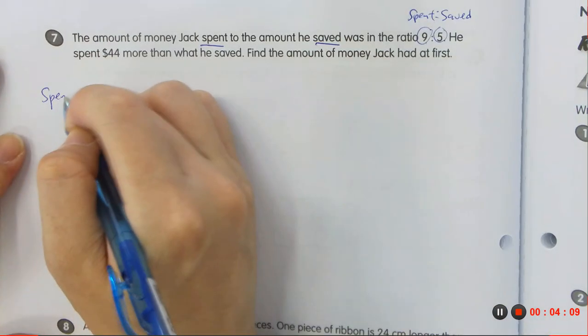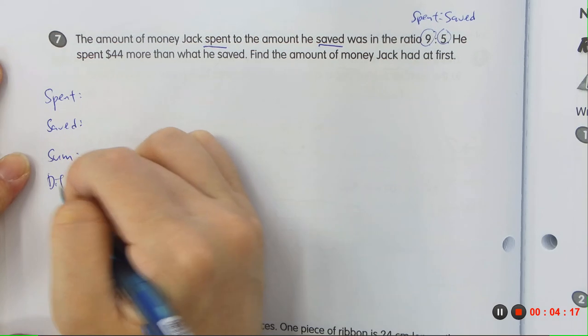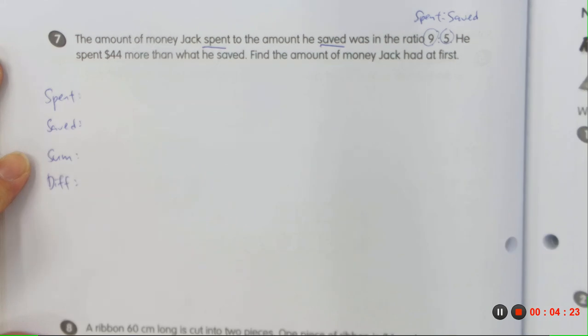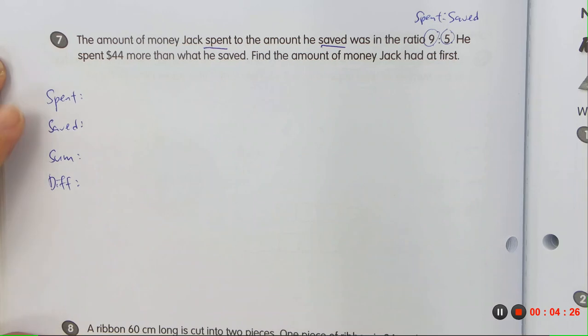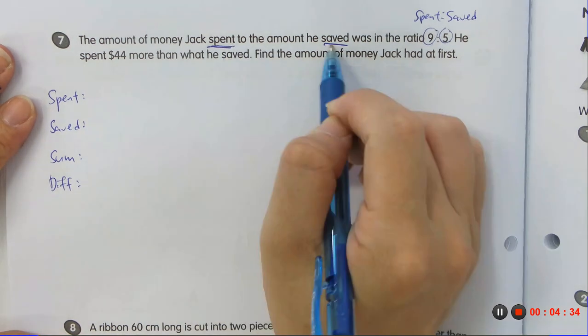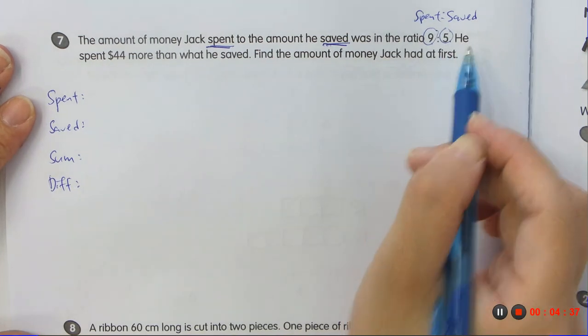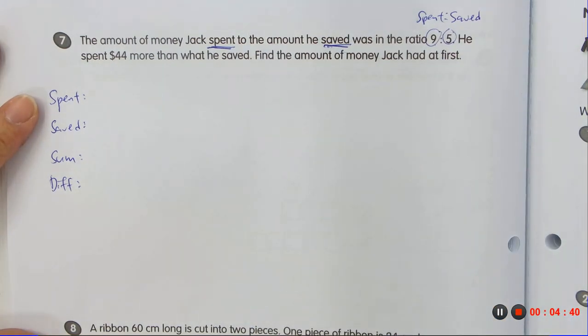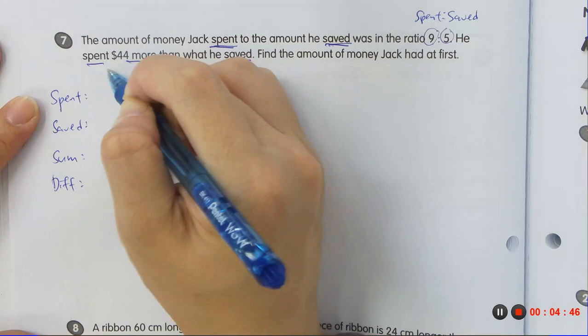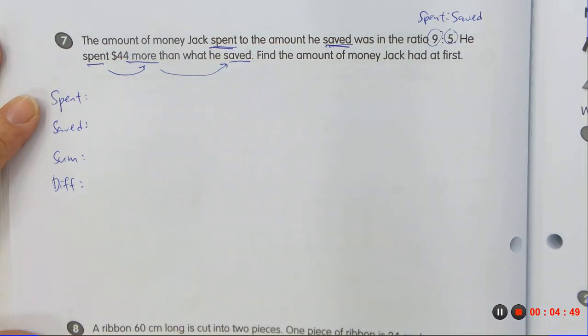The first one is about save. The second one is about spent. And then you have what we were recapping yesterday on sum and difference. Okay, so let's look at this question here. What other words should I highlight? Let's pass on to Akhilesh. I've underlined spent, I've underlined save, and I also circled the ratio here. What other words are important that I should circle? More. Spent more than save. This is important.